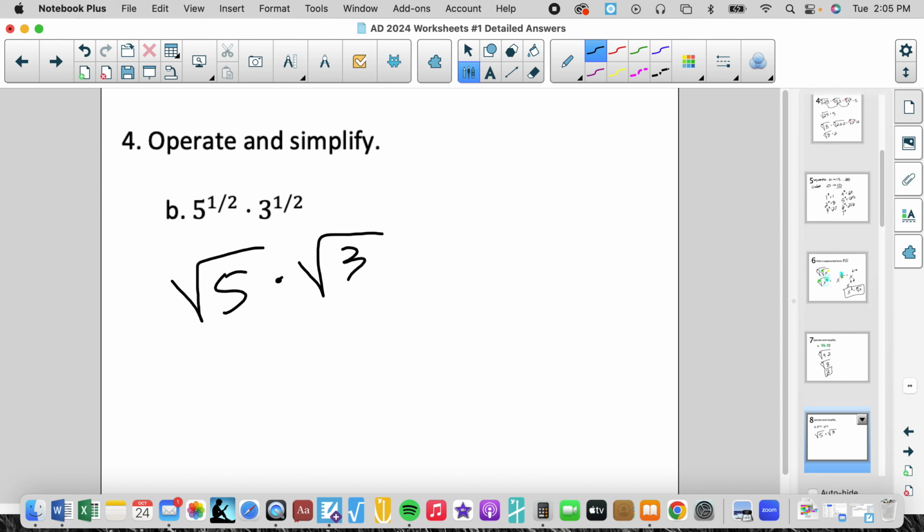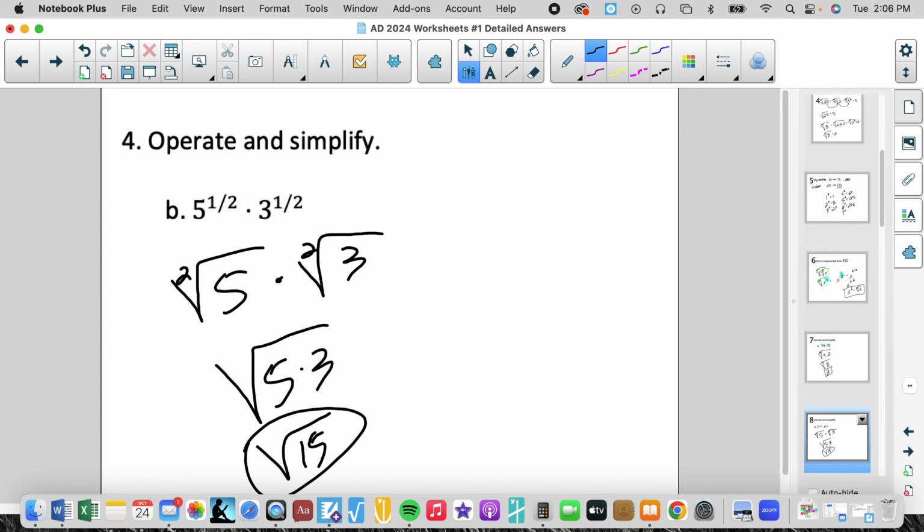Since they are to the same power, the same exponent, we can put them under the same radical, and then that equals the square root of 15. So we could do it that way. You also can see that 5 to the 1/2 times 3 to the 1/2 equals, no, not 15 to the 4th.